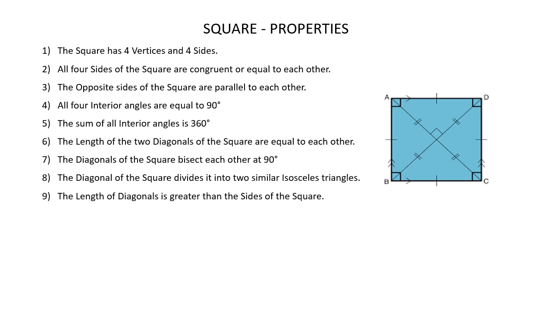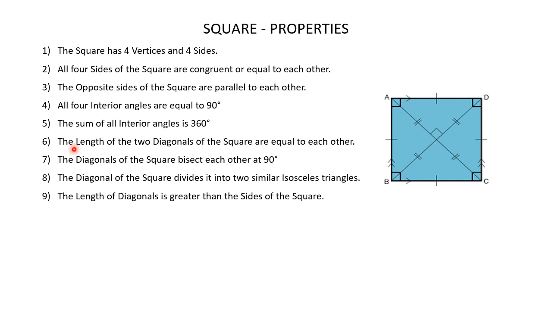All 4 interior angles are equal to 90 degrees. The sum of all interior angles is 360 degrees. In this square, angle A, angle B, angle C and angle D are the interior angles and each of these angles is equal to 90 degrees. And clearly 90 degrees plus 90 degrees plus 90 degrees plus 90 degrees is 360 degrees.